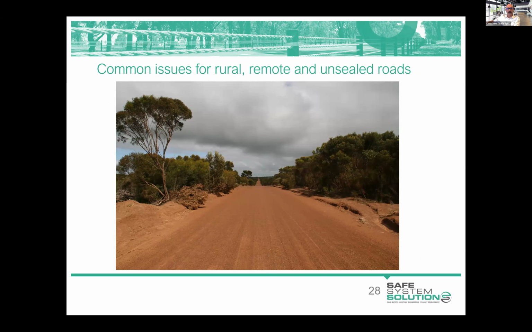We've got an unsealed road in front of us now. I just wanted to briefly mention roads like this one. It's a remote road in a rural location. It's clearly an unsealed, low volume road. These types of roads present some unique challenges. They don't typically attract much funding, and therefore, when we're auditing roads of this type, we're limited to some fairly minor treatments.